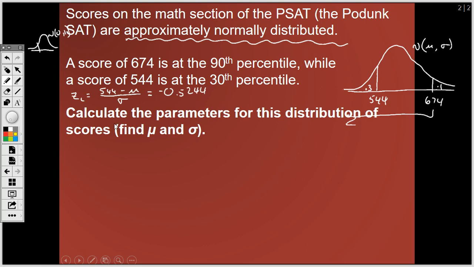And then I'm going to come over here and get the z-score for the higher value, and that is 674 minus the same mean divided by the same standard deviation, and I get inverse normal of 0.9 to the left or 0.1 to the right. Either way we go.